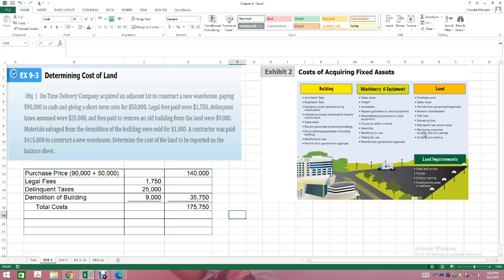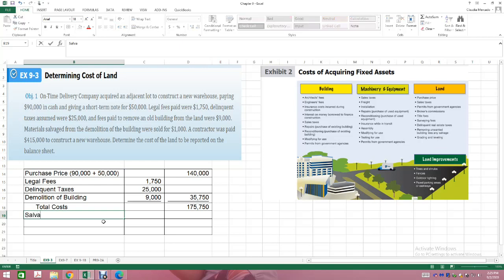Now it's very important. It says removing unwanted building less any salvage. So if you tore down the building and you were able to get maybe metal from the roof or pieces of wood that are good and you can salvage it, you can sell it on the side, then that's awesome. So it says here that the land cost is the removal, what you pay to remove the building, less any salvage value. Material salvage from the demolition of the building was $1,000. So it's going to be minus, less.